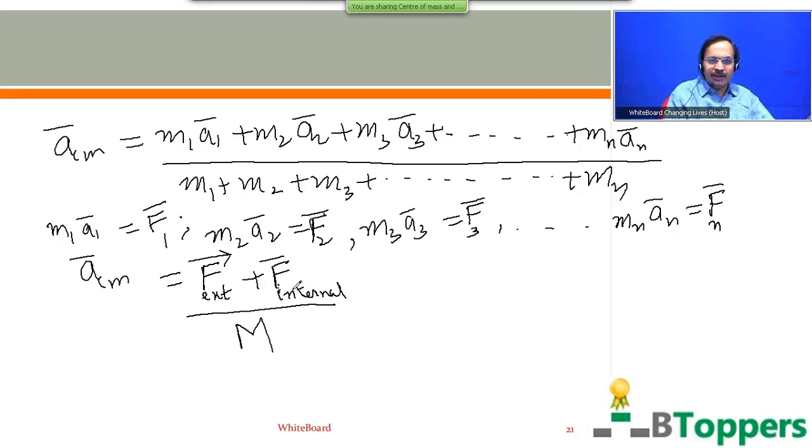So F1 bar plus F2 bar plus F3 bar. So the acceleration of the center of mass can be written as F1 bar plus F2 bar plus F3 bar up to Fn bar divided by the sum of the masses of all the n particles of the system. Now F1 bar plus F2 bar plus F3 bar up to Fn bar gives you the vector sum of all the forces acting on all the particles of the system. So the vector sum of all the forces acting on all the particles of the system is equal to the vector sum of the external forces acting on the particles of the system and the vector sum of the internal forces between the particles of the system.